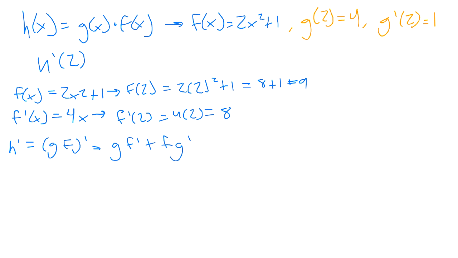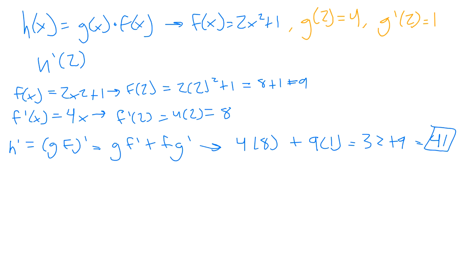We can just plug everything in, so we know that our g of 2 is equal to 4. And we know that our f prime is 8. Our initial f was 9, and our g prime is 1. So that gets us 32 plus 9, with 41 being our final answer.